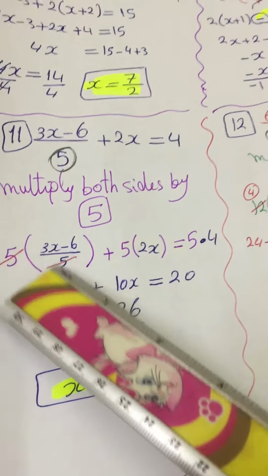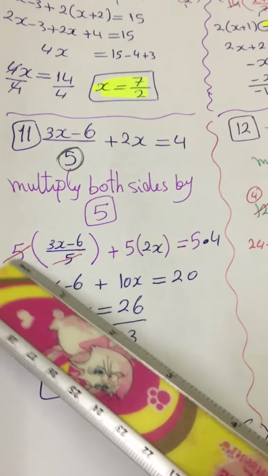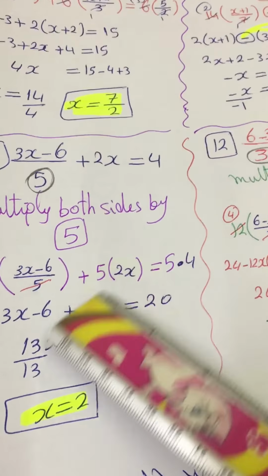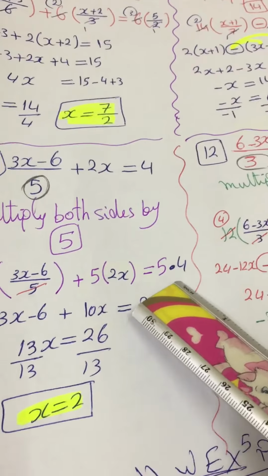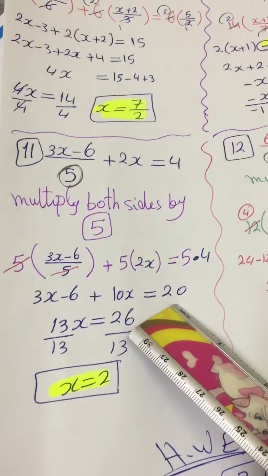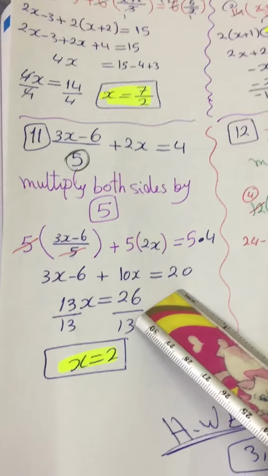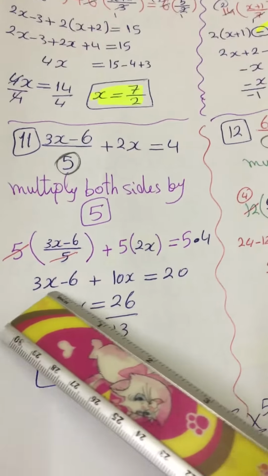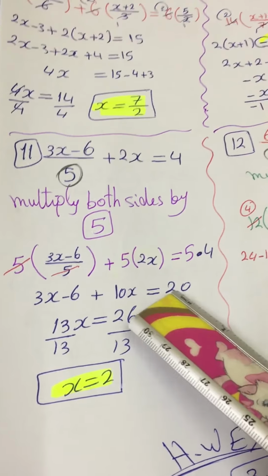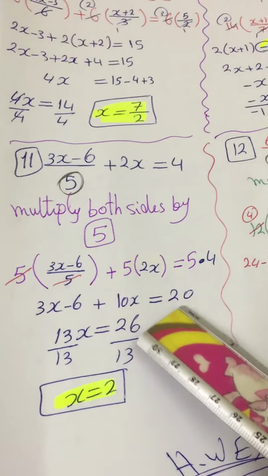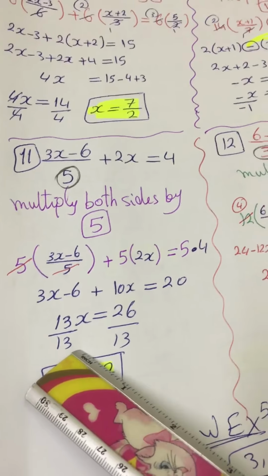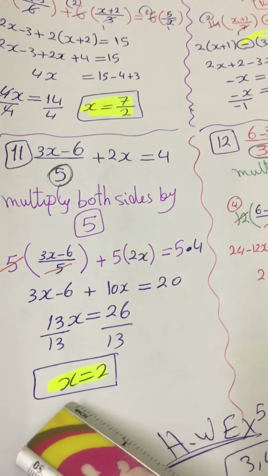Now 5 cancelled with 5, divided by 5 equal 1, so I have here 1. Just 3x minus 6, take it down. Plus 5 multiply 2x equal 10x. And on the right side, 5 times 4 equal 20. Now, let's solve the equation. Easy. I'll take x to one side and the number to the other side. So we have 3x and 10x equal 13x. On the right side, I have 20. I take negative 6 positive, so I have now 26 positive. Divide by the coefficient of x, positive 13, both sides, so x equal 2.